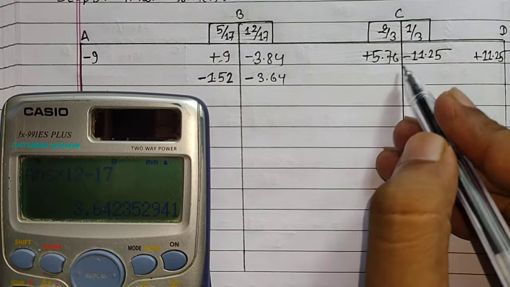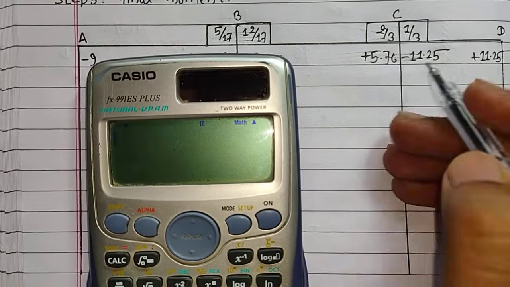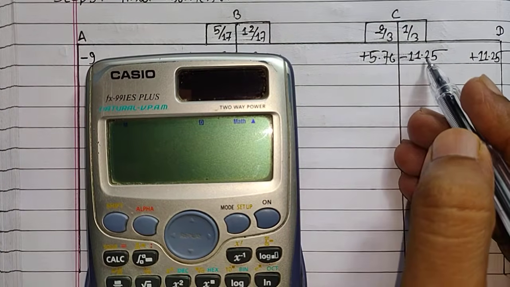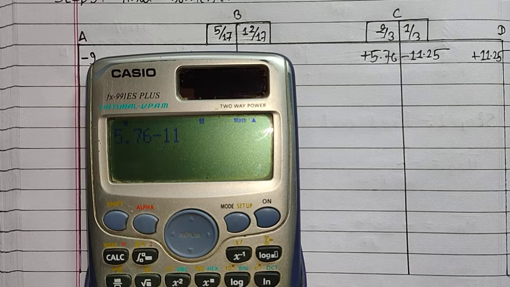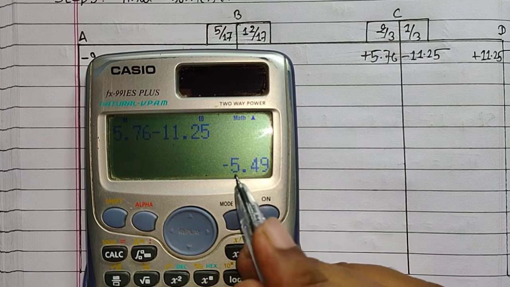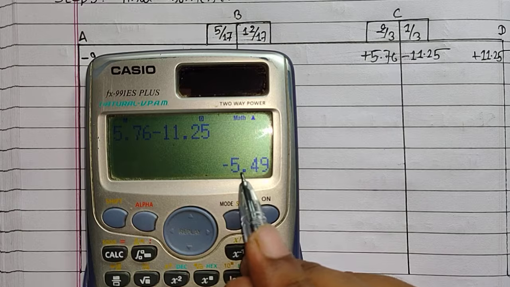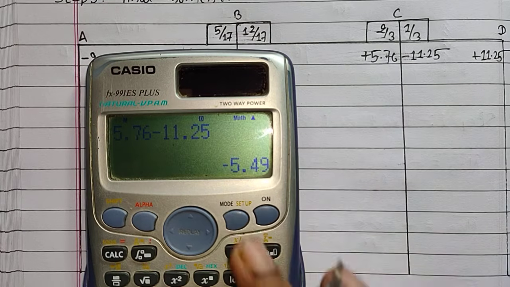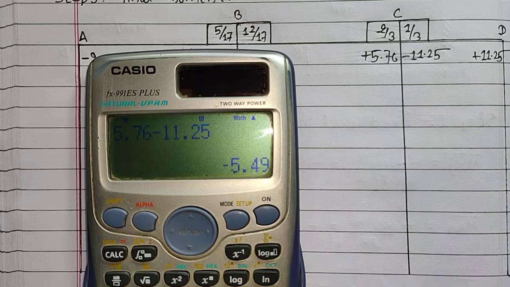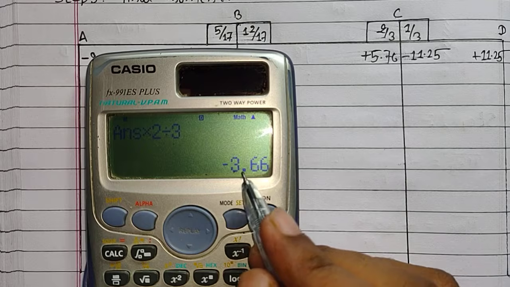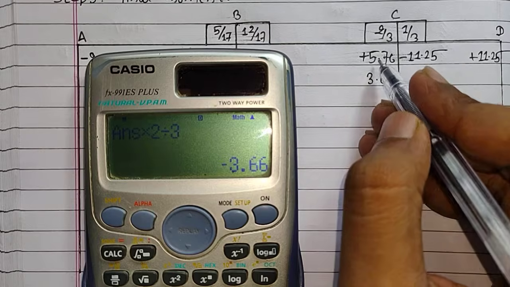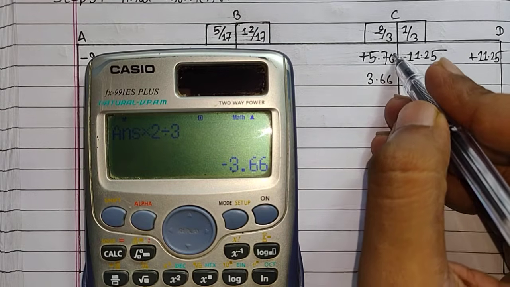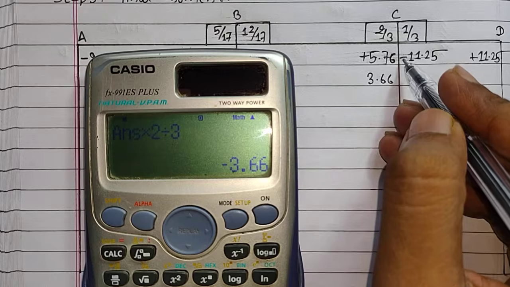Now come here, we have on adding 5.76 and minus 11.25, 5.76 minus 11.25, the difference is 5.49, which is in negative. So now multiply 5.49 by 2 by 3, we will have here 3.66. So let's write it down here, 3.66. Now the sum of these two numbers was taking negative sign, so we will write it in positive.